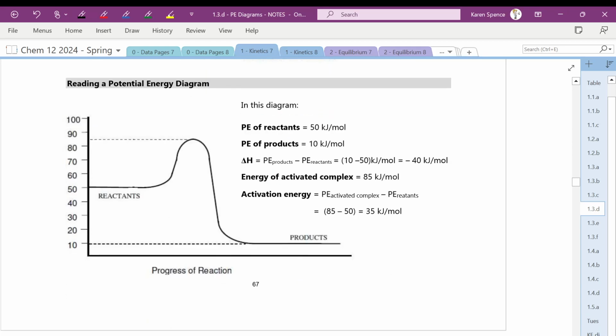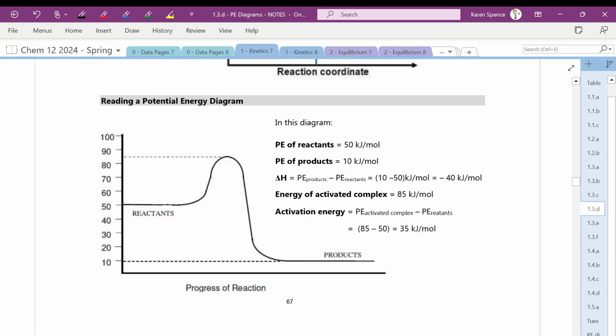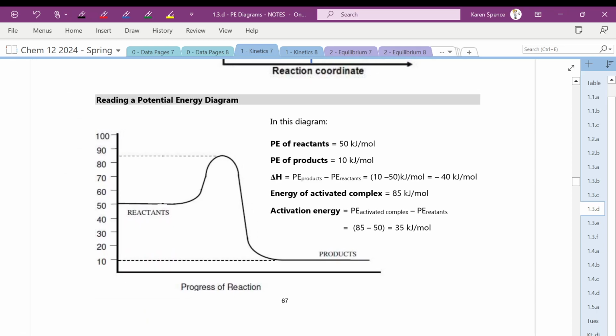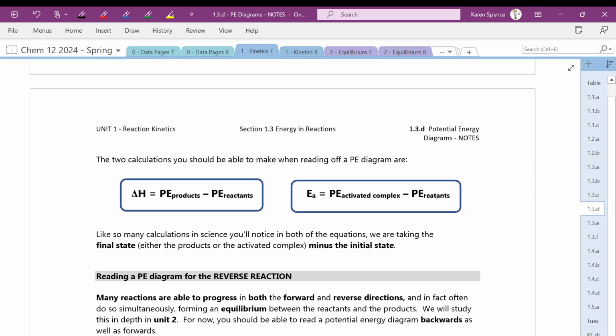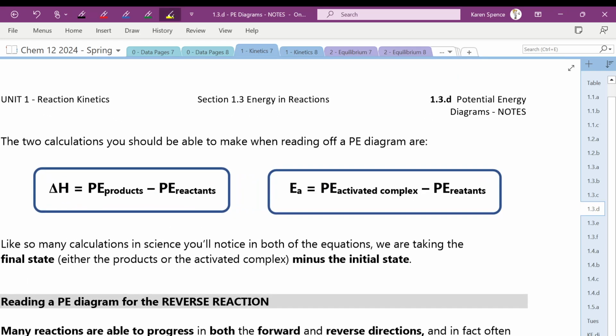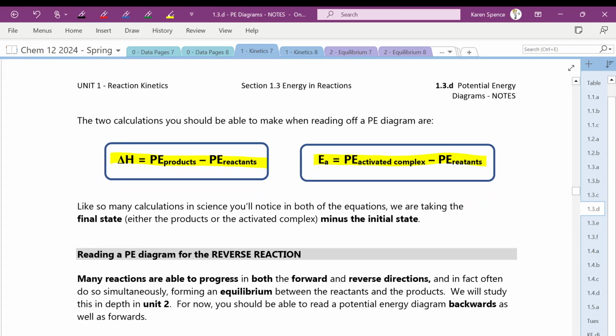All right, try this one. In this diagram, we have potential... It's just an example. We've already done examples. You can look at it later if you want to. So here are the two formulas that we talked about earlier. Delta H, potential energy of products minus potential energy of reactants. Activation energy, potential energy of the activated complex minus potential energy of the reactants. Nothing new there. What if I ask you to do it for a reverse reaction?